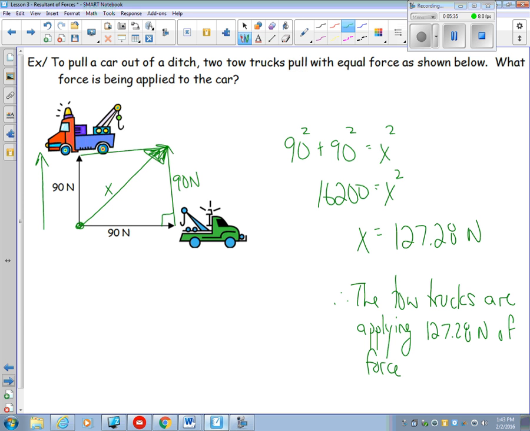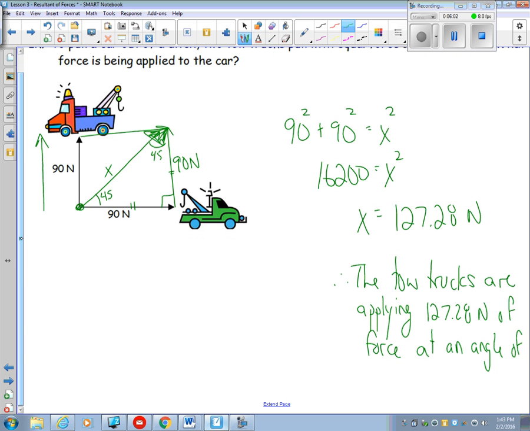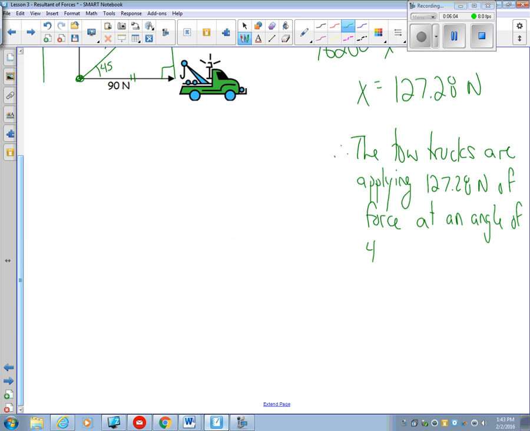Oh, but force should have a direction involved in it, right? So we need it at an angle of, well, let's stop for a second here and think. They're both 90s. That makes it an isosceles triangle, right? If this is 90, what's left over for the two? Well, they're both 45s. And that's a sort of a special situation of 45 degrees.